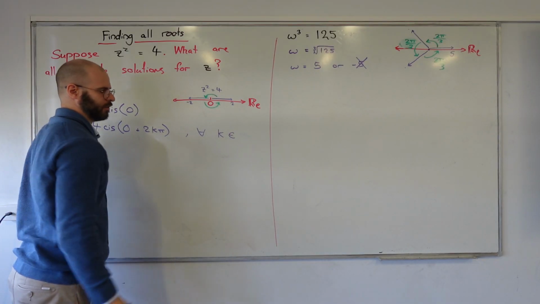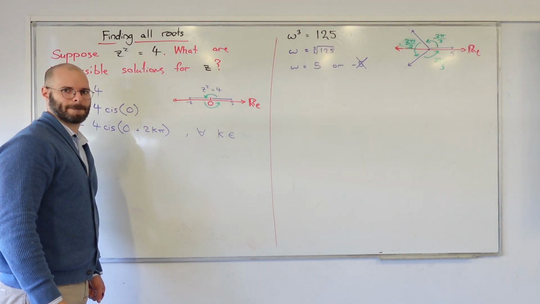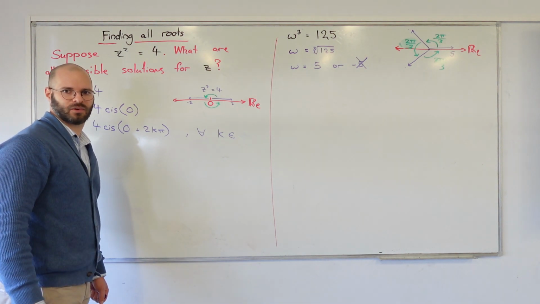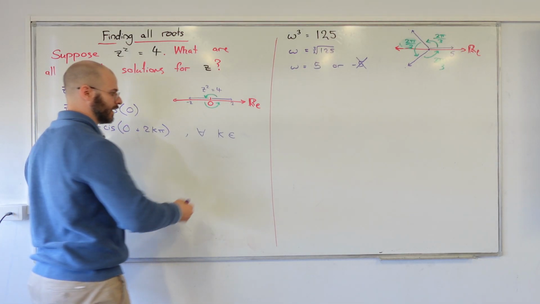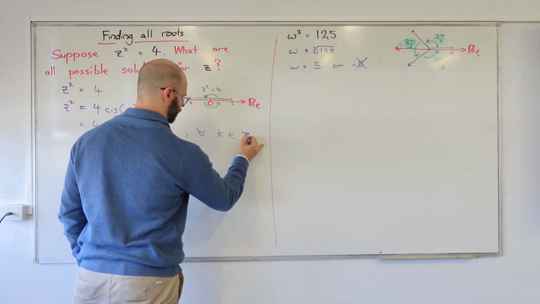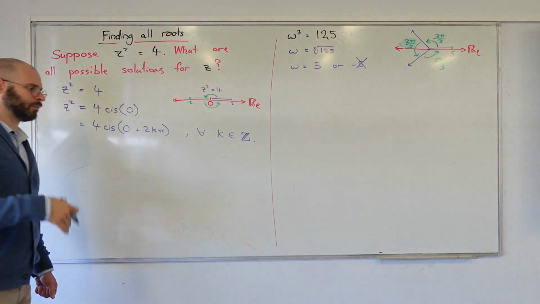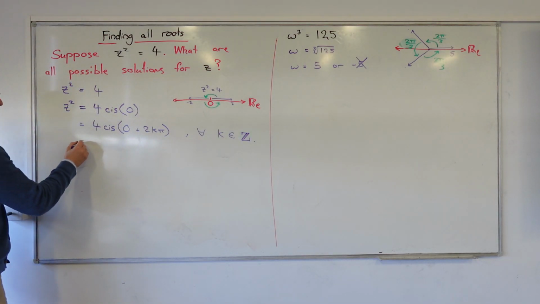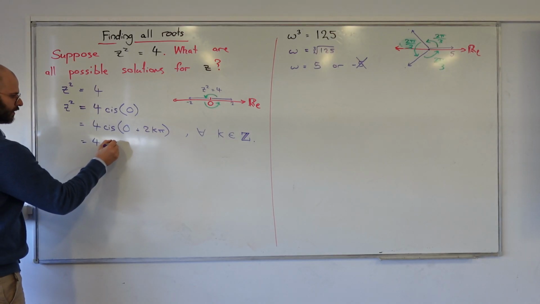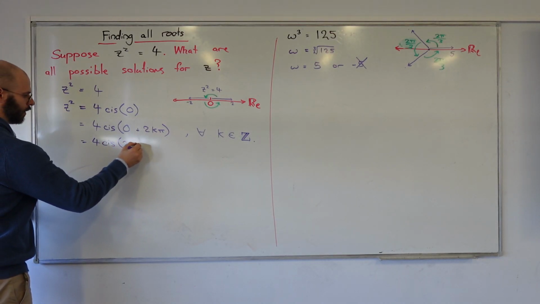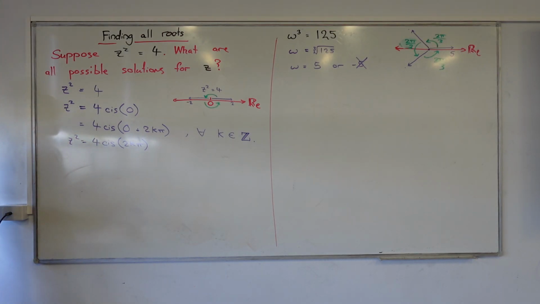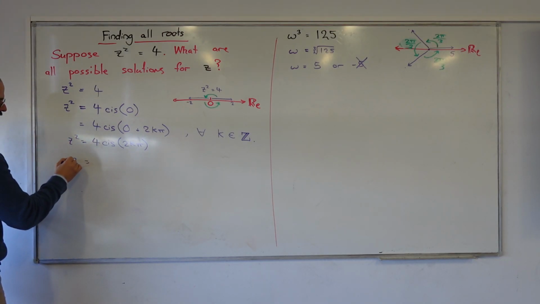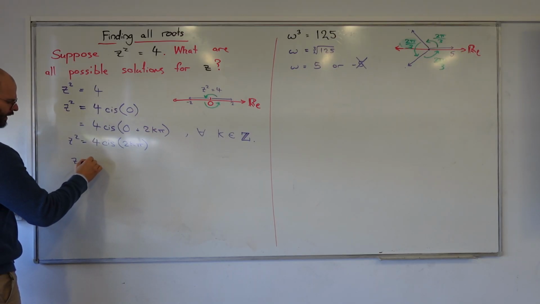Jeez, I can't believe I forgot. It's not n, it's the other one. Z, yes, sorry. Any integer multiple. So if we sort this out, it's going to be 4 cis 2k pi. Okay, next step, apply the square root to both sides. Z is going to be the square root of 4.